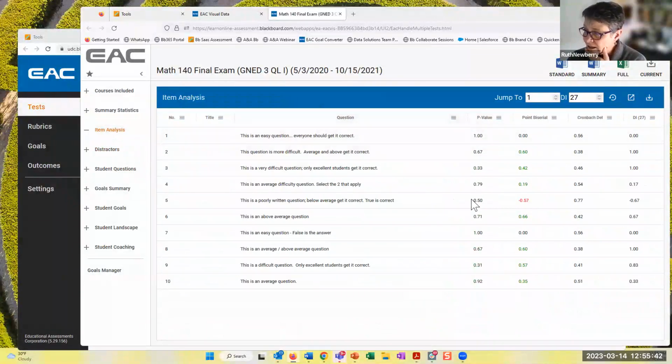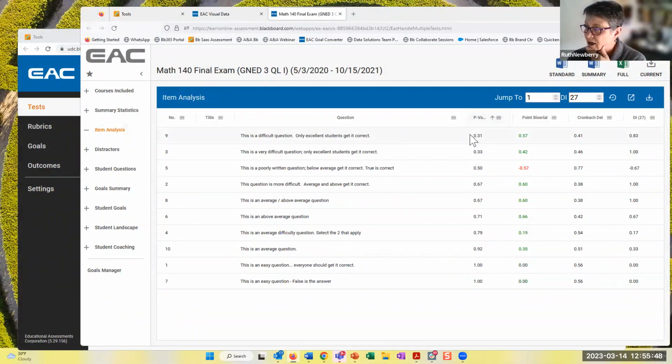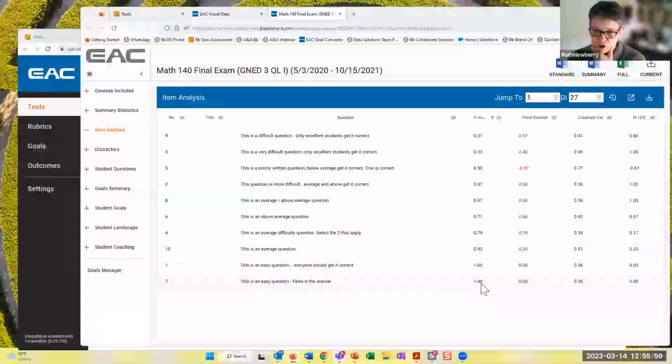How balanced is my test? P-value is just ease or difficulty. If I sort this, here are my really tough questions. Very few students got it right. My mid-range questions, and then my easy questions.